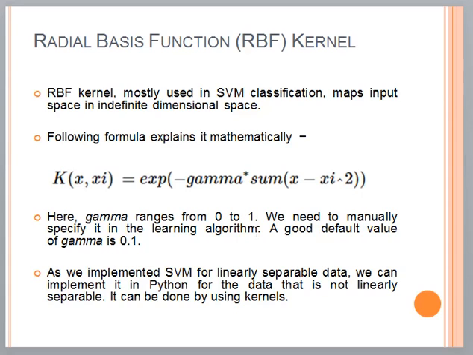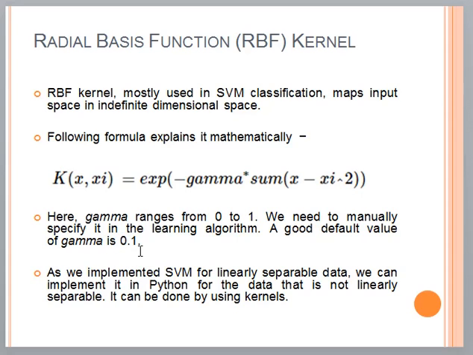So very much similar to the degree of the polynomial, we need to select the value of gamma, and the performance of the kernel will be dependent upon the selection of this value. And normally our default value for this gamma, which is used in most of the cases, is 0.1.